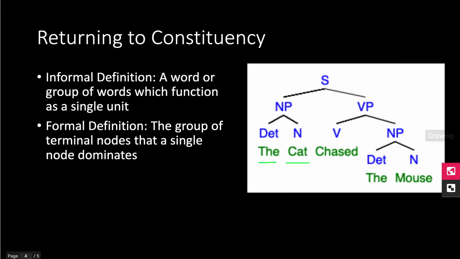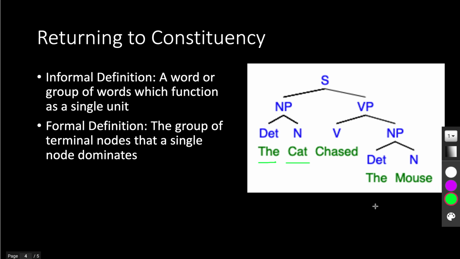But now, with all the notions that we've introduced, we can give a formal definition of constituency, which is pretty cool, right? So formally, we can say that a constituent is the group of terminal nodes that a single node dominates.